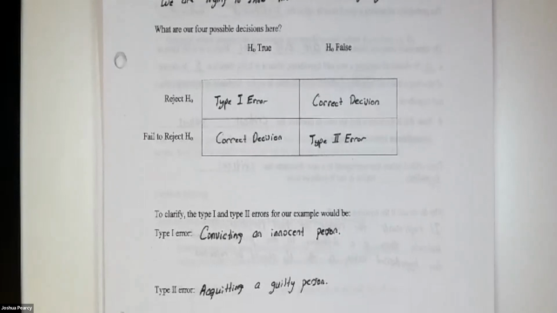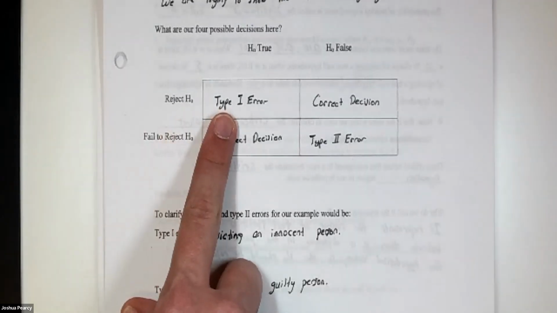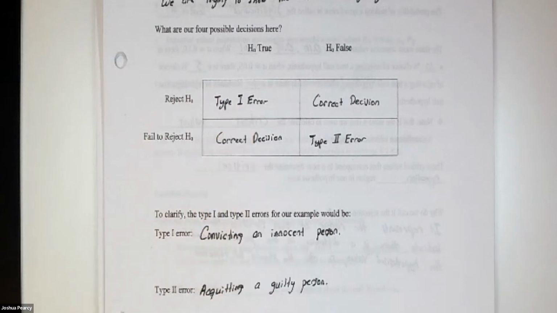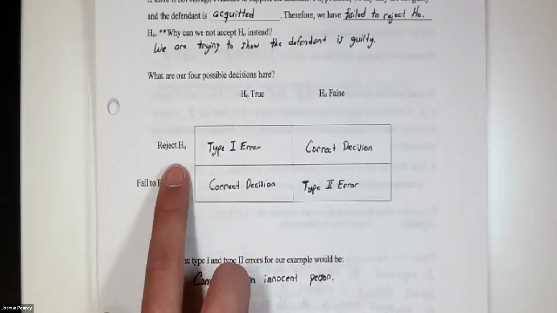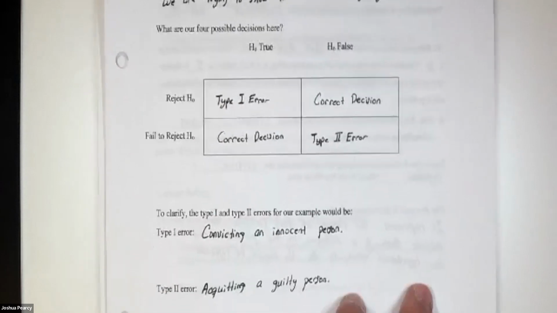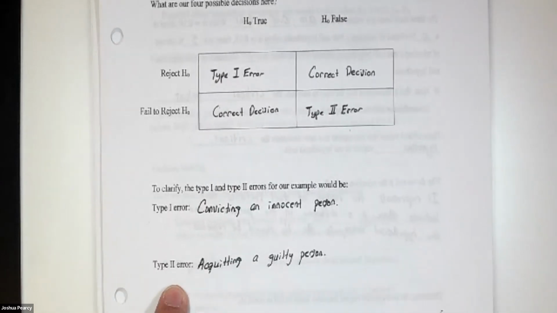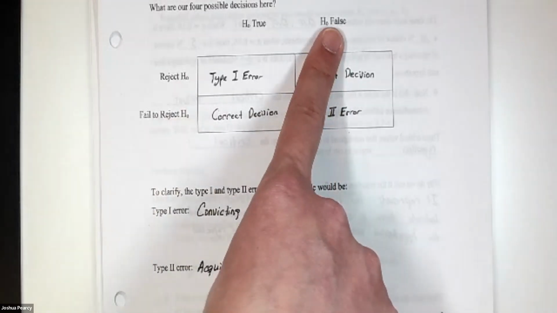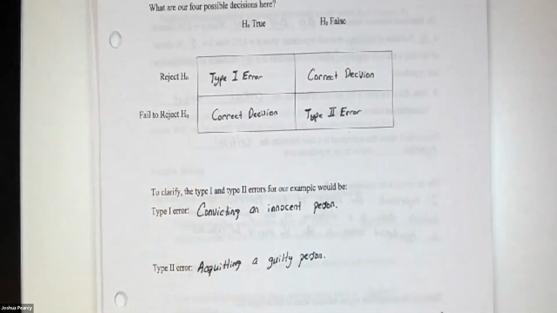Then the last thing, to clarify the type 1 and type 2 errors for our example. If we rejected a null hypothesis when it was actually true, that means we convicted a person that was actually innocent, because they're going to prison when they shouldn't have. Then type 2 error is when we failed to reject a false null hypothesis. That means the defendant was guilty, but we let them go. So acquitting a guilty person.